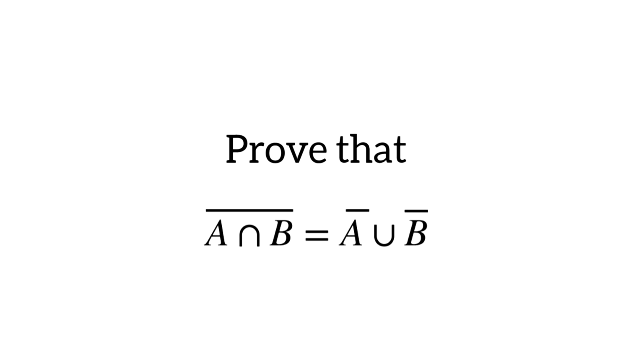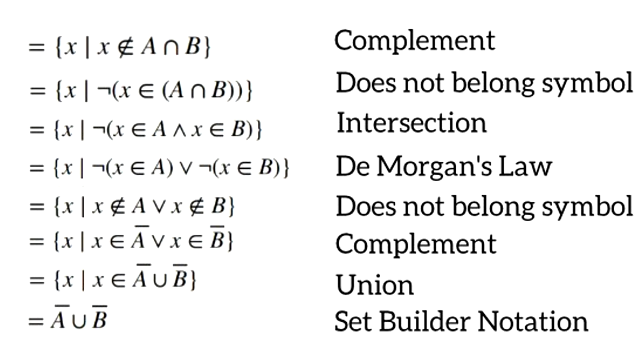Now, let's try one final example. Prove that the complement of the intersection of A and B is equal to the complement of A in union with the complement of B. The first step is by the definition of complement. Second, by the definition of the does not belong symbol. Then, by intersection. Then, by De Morgan's law. Then, by definition of the does not belong symbol again. Then, complement, union, and finally by meaning of set builder notation to simplify this and equate this.